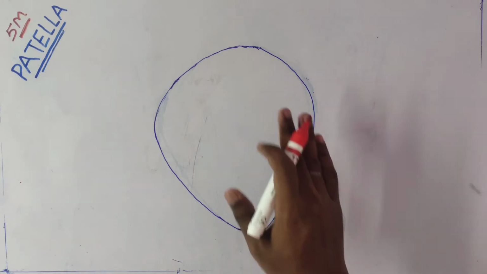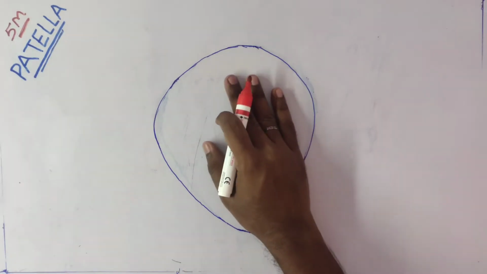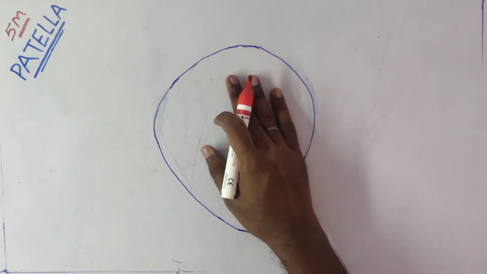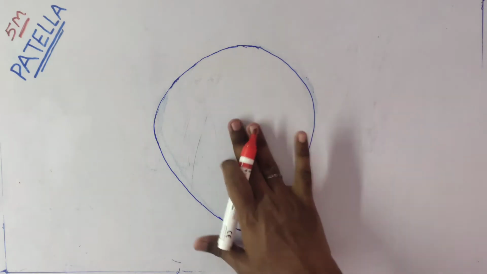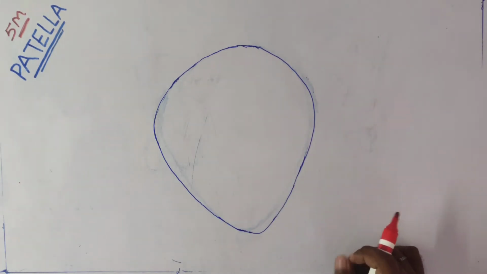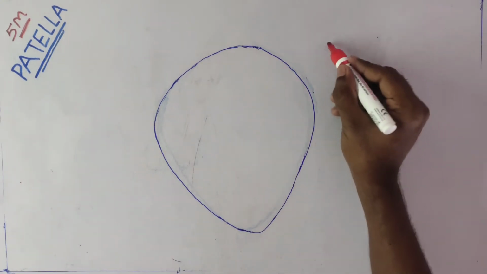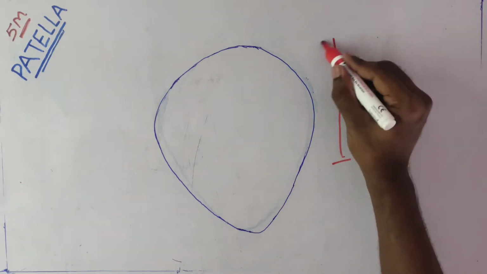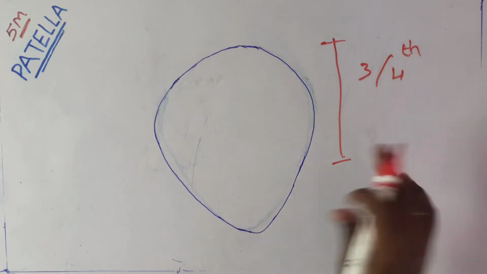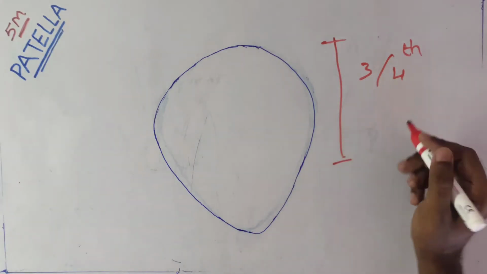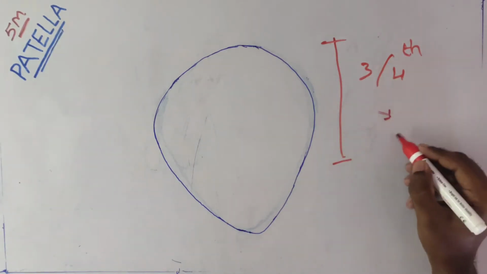Next, the anterior surface of the patella is rough and non-articular. Only skin is attached to this anterior surface. Next, the upper 3/4 of the posterior surface is smooth and articular.